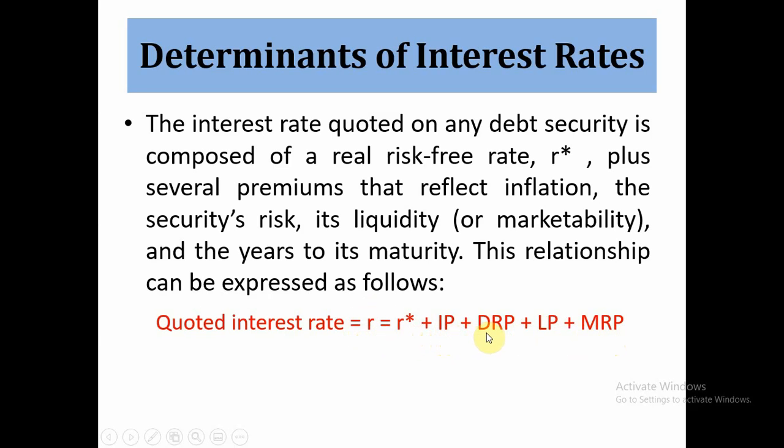IP is your inflation premium, DRP is your default risk premium, LP is your liquidity premium, MRP is your maturity risk premium. So there are so many risks associated with your security, and to cover that risk, you need to give different kinds of premiums. You need to consider those premiums to minimize the risk associated with that security.